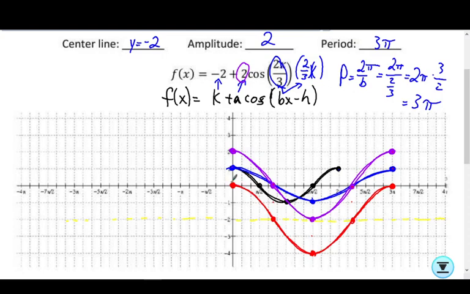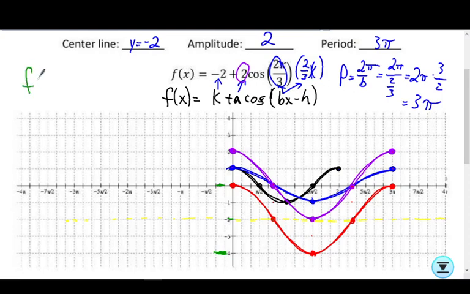I always draw my fully transformed function in red, so this way my students know exactly what the answer is supposed to look like. Black I always use for parent functions, and red I always use for my ending function. And of course we need to double check. One way of double checking: this is my center line, my amplitude is 2, so my maximums and minimums should be at 0 and -4. Are they? Are my zeros still on my center line? Absolutely.